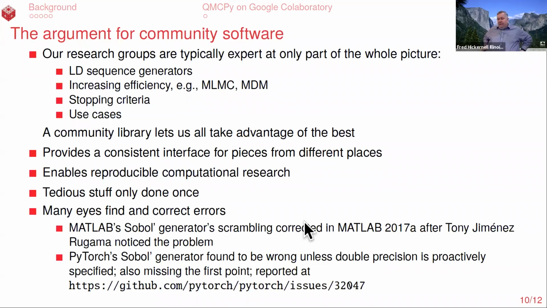Okay, here are two things. Several years ago, MATLAB Sobol generators had the wrong scrambling. It was just implemented wrong. And so Tony Jimenez saw it. We talked to MATLAB, and a year or so later, they corrected the problem. So it's okay now. But unless people are looking at it, we don't find these bugs. PyTorch's generator, unless you declare double precision, is going to give you something bad. So we knew about that, and that's the way we've implemented it. It's missing the first point, which I am bothered by, and so we've reported it. The point is, if you have lots of eyes looking at something, and you do if you have a community software, then you have a chance to find the errors or add features that need to be there.